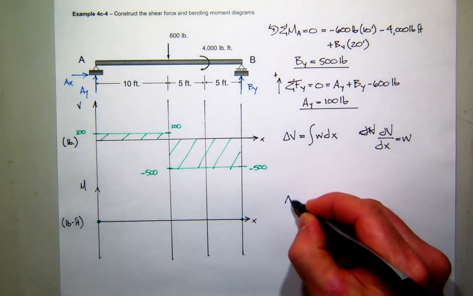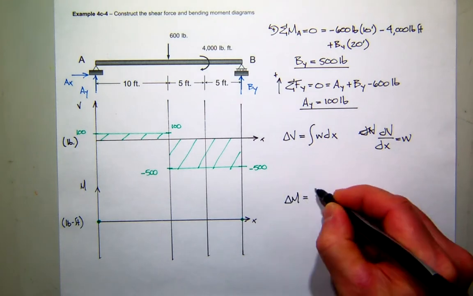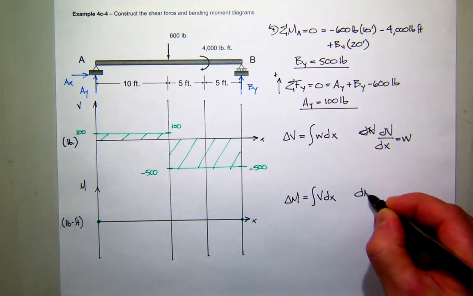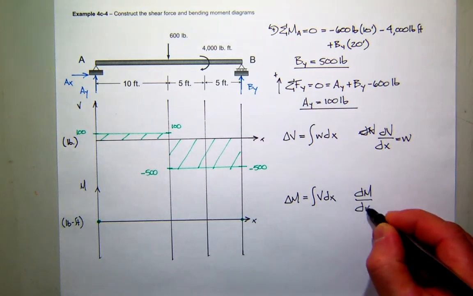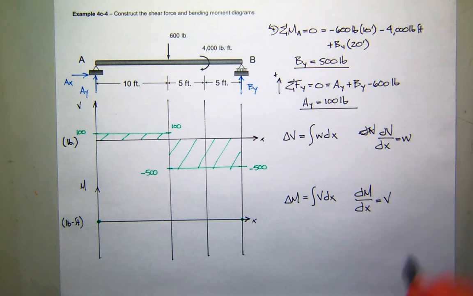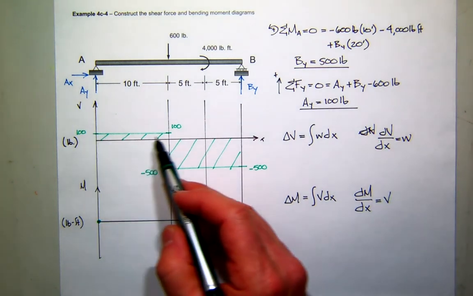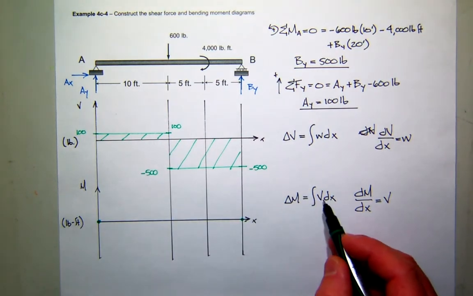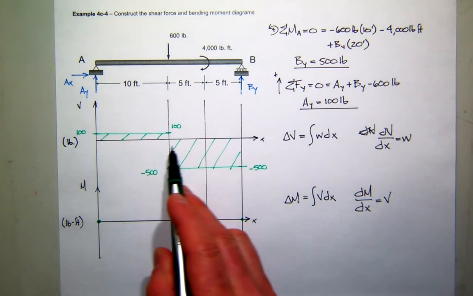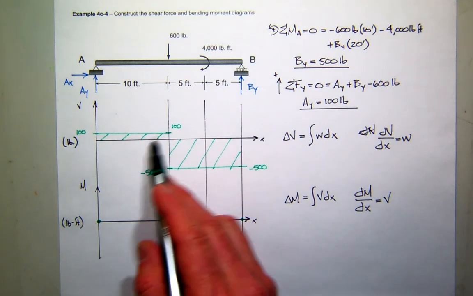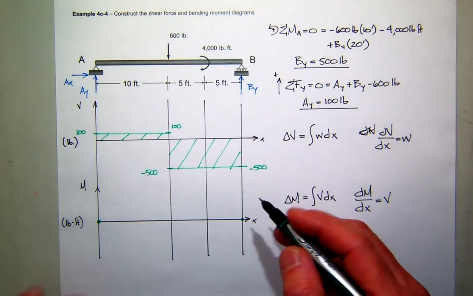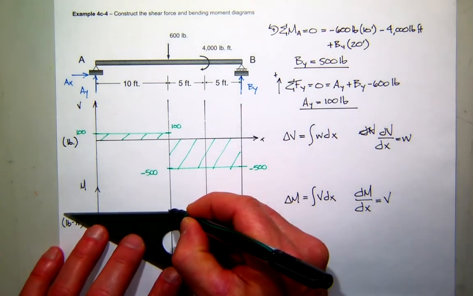I also know that the change in moment between any two points is the area under the shear diagram, and that the slope of my moment diagram is given by the value of shear. So here's a nice segment where I can see my shear force is continuous. So what is the area under the shear diagram? Looks like it's 100 times 10, so that's 1,000, and it's positive. So if I start at 0, I should end up at 1,000.